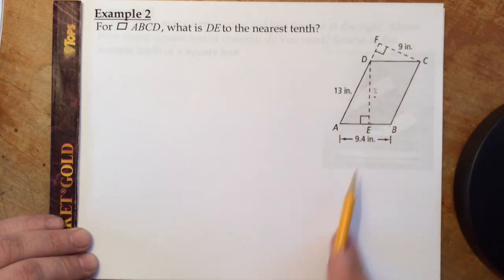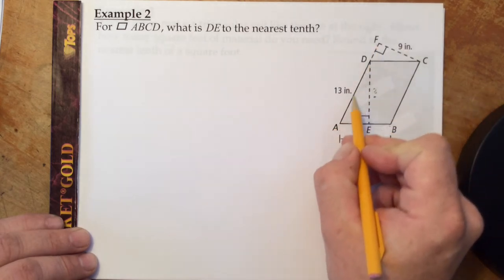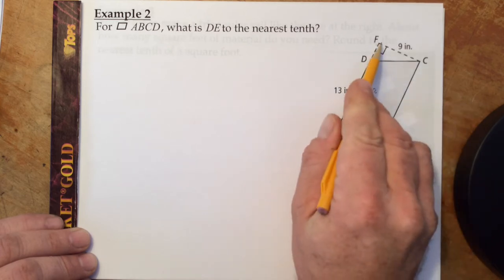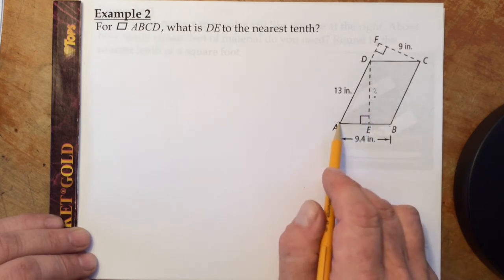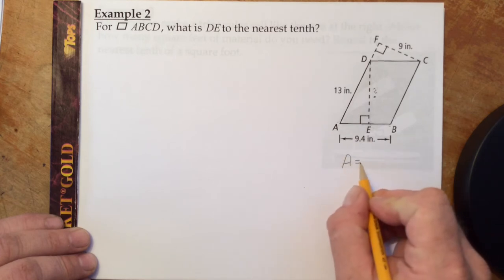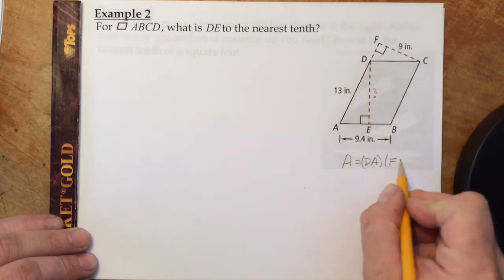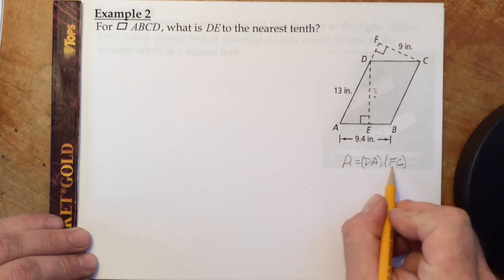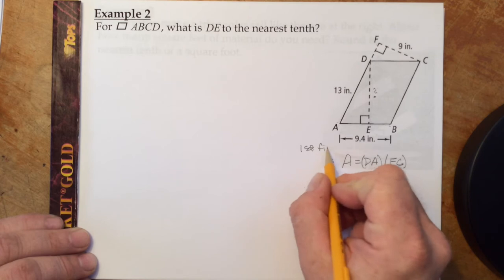So we look around the figure and see if there are any other indications of any other bases or heights. You'll notice that if we use DA as the base, it is perpendicular to FC, and that's the height of the parallelogram. The base is not at the bottom, but yet it's still the base. So we could use area equals DA for the base times FC for the height. And we've got numbers for both of these, so we can find the area. So we do this first. First, find area.